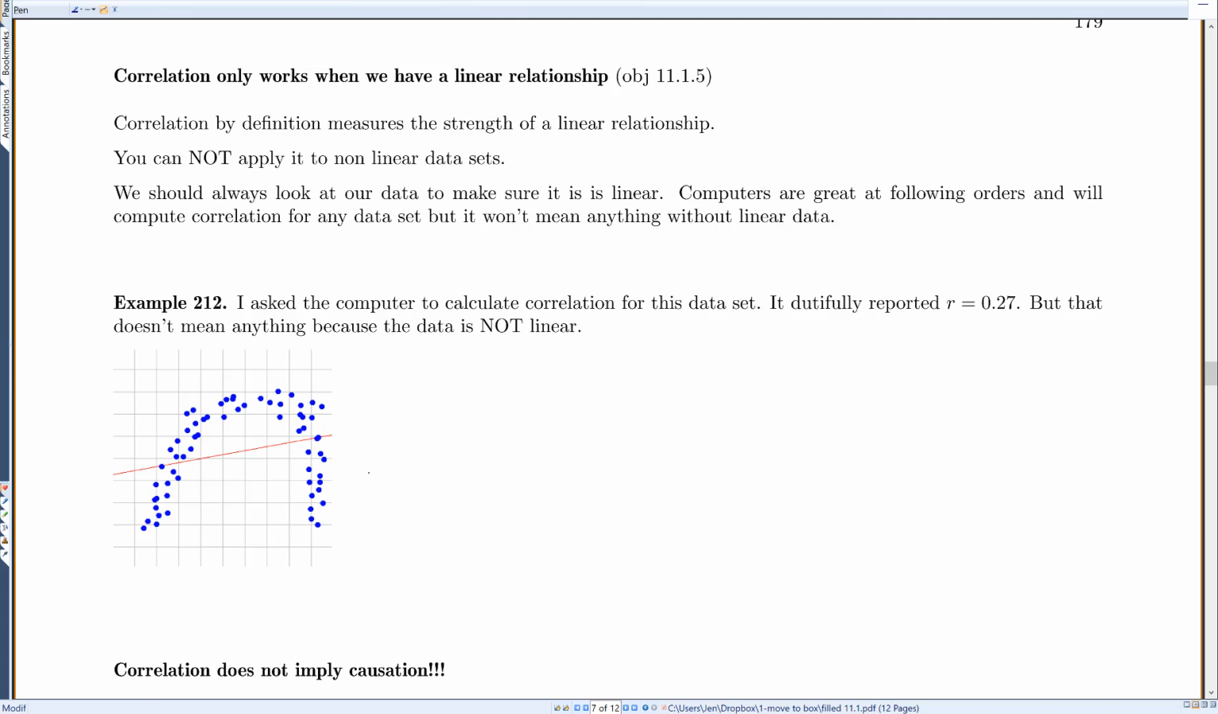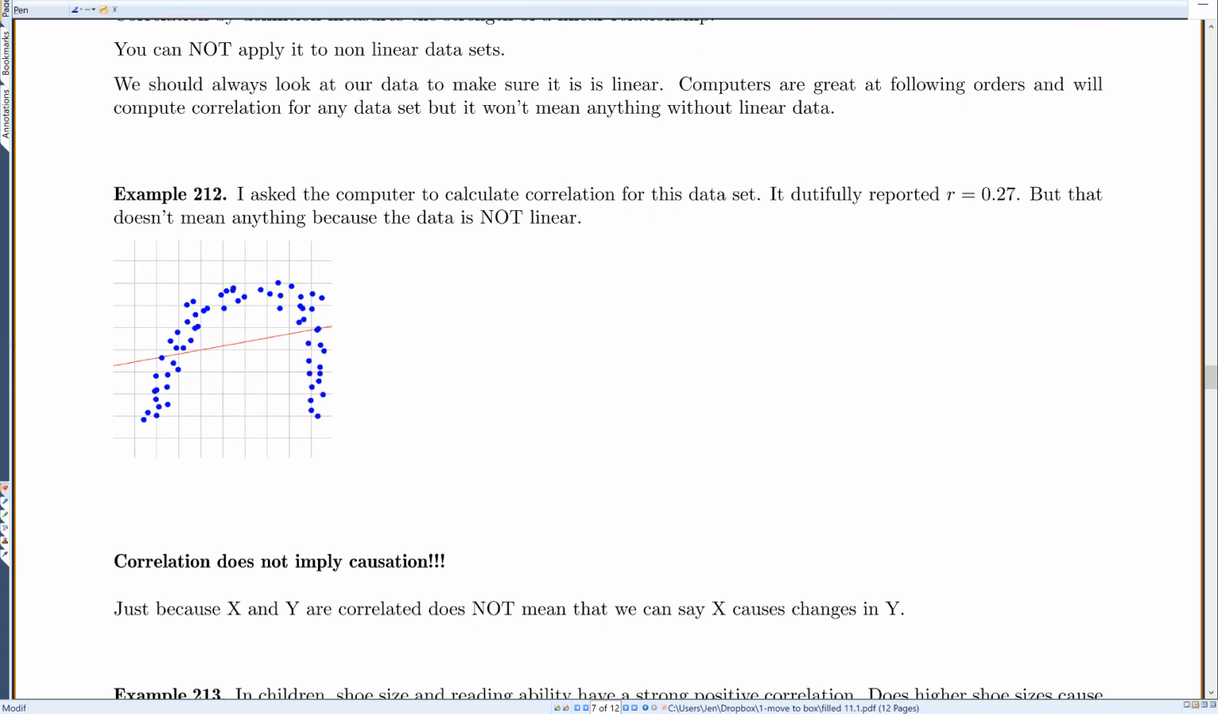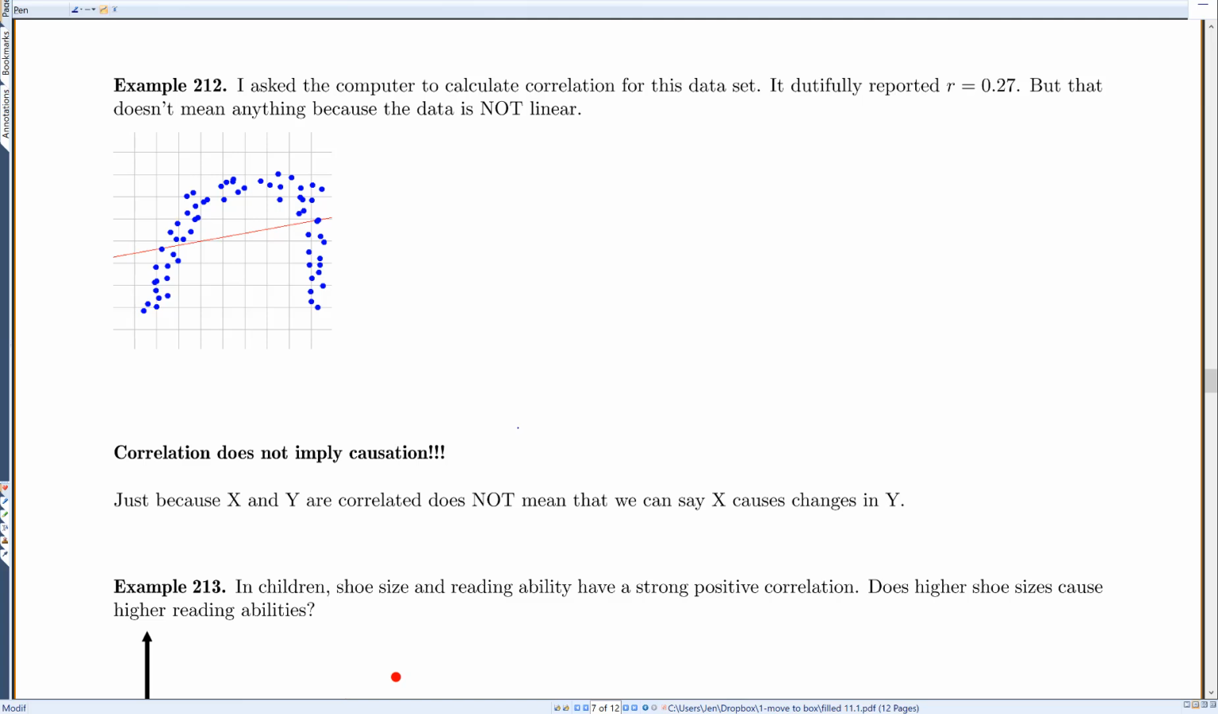Okay. So I asked the computer to calculate correlation for this data set. It dutifully reported that my correlation is 0.27, but that doesn't mean anything because the data is not linear, so I can't use correlation for it. And if someone ever says, oh, my correlation is 0, that doesn't necessarily mean there's no relationship. It just means there's no linear relationship, because again, correlation's only for linear data.